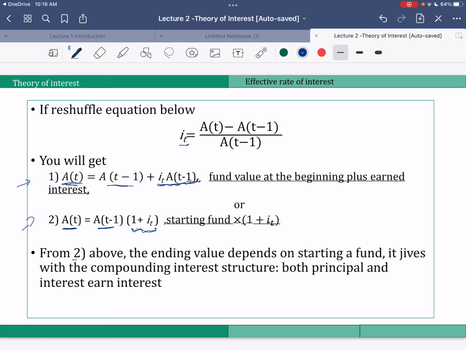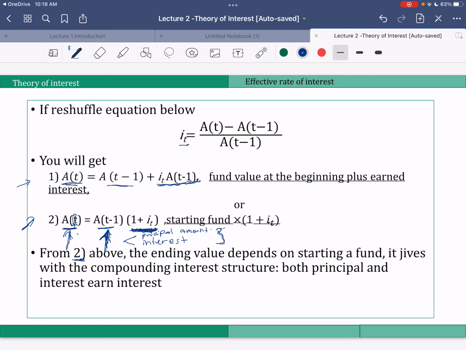So from the second equation above, you can see that our ending value is dependent on our beginning value times 1 plus IT. So when we multiply, we are basically accruing interest to our beginning value. And our beginning value technically can consist of the original principal amount plus any interest that has been accrued in the previous periods. So ending value is dependent on the beginning value, and the beginning value can include these two components.